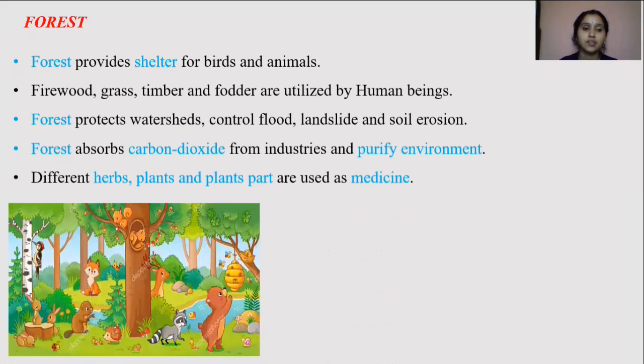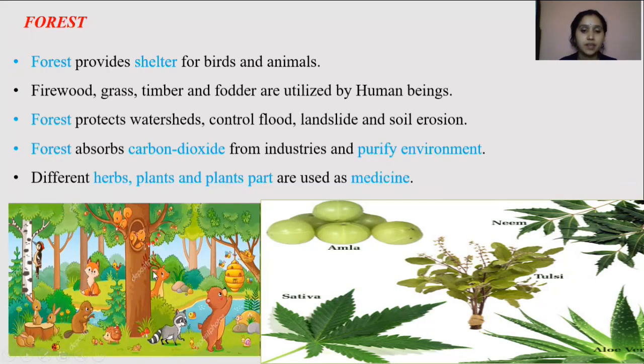We can see here in the first figure, different organisms getting their habitat in the forest. Yes, they are getting shelter there, they are getting their food there, and different types of organisms are living in the same area. And here we can see some plants, different plants, which are also valuable plants obtained from forest.